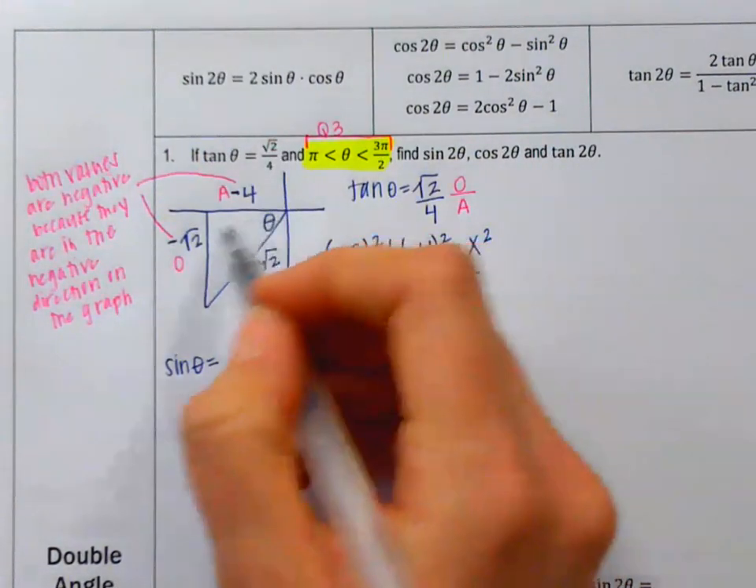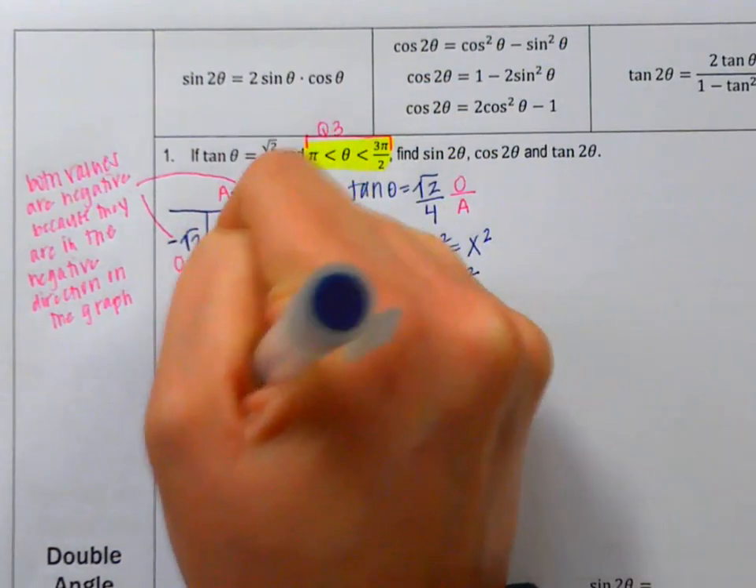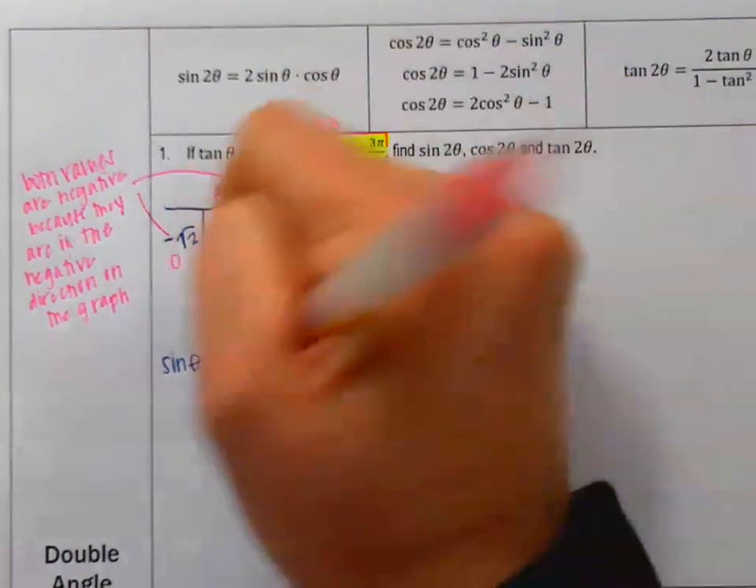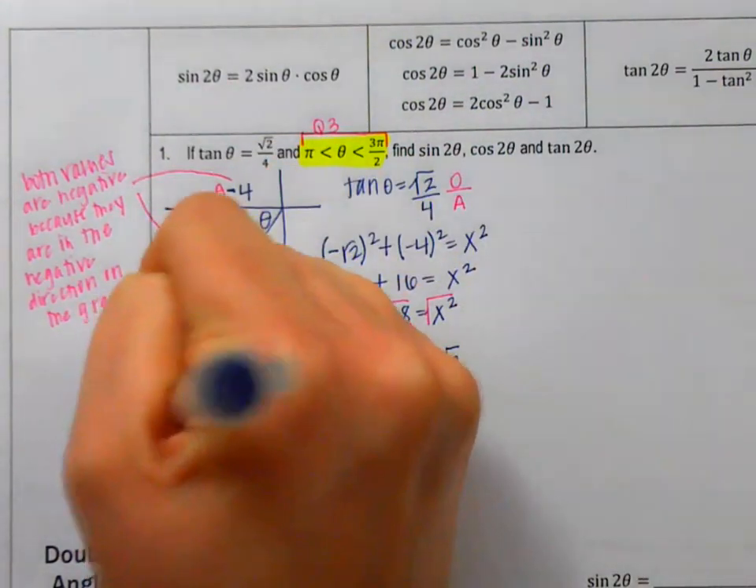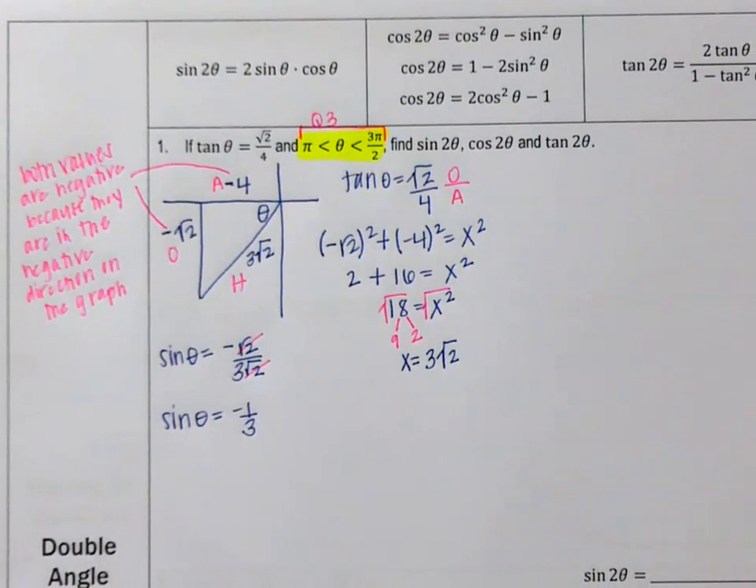Sine theta is going to be the opposite over the hypotenuse, so negative rad 2 over 3 rad 2. A lot of ugly radicals there, but hopefully we recognize what's on top and what's on bottom. Is there anything the same? There is. They both have a radical 2, top and bottom, and so those will cancel out. My final answer here, sine theta, is going to be equal to negative 1/3. There you have it.